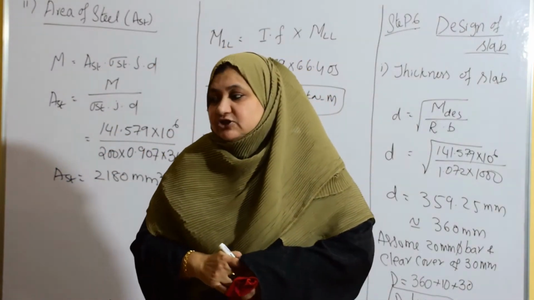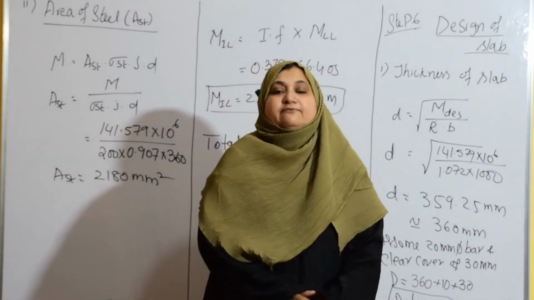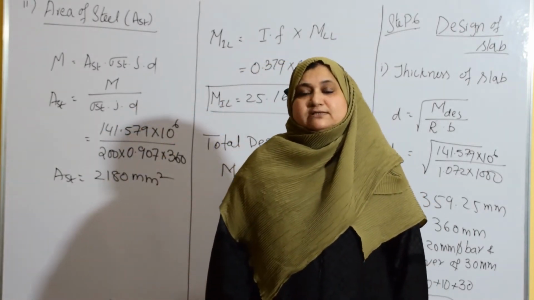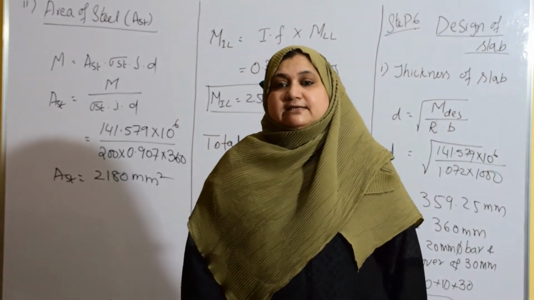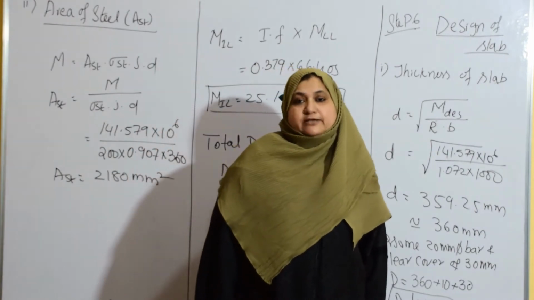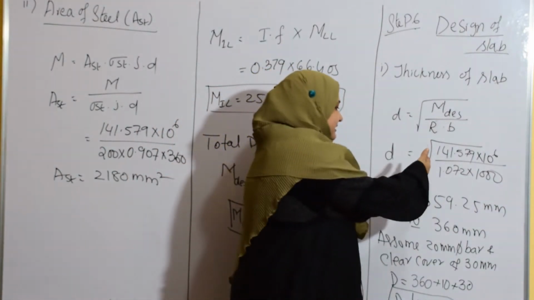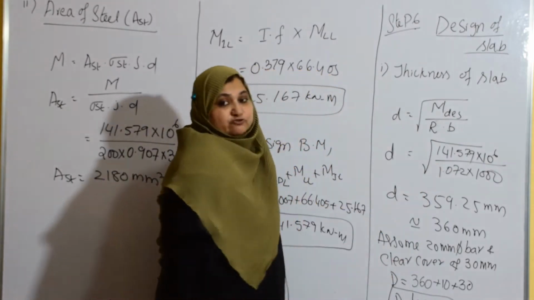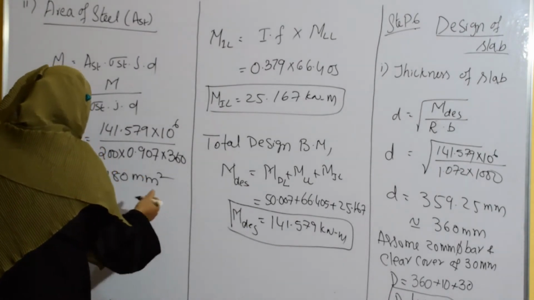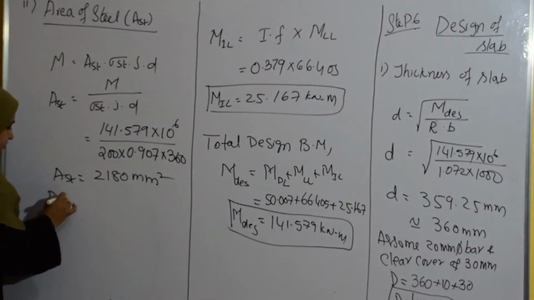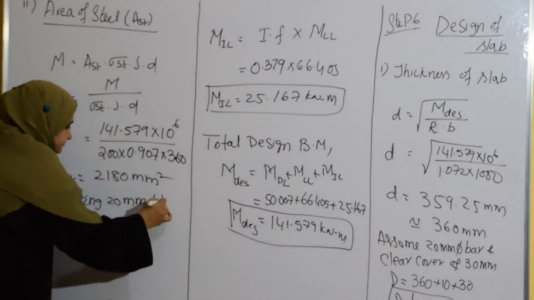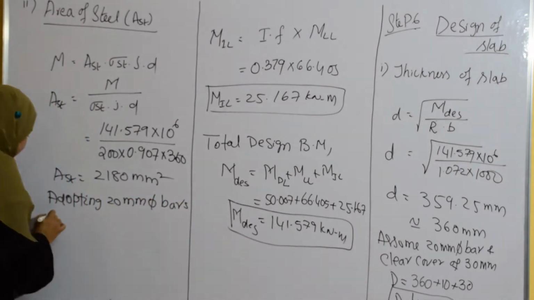Now as an engineer, you cannot directly tell the supervisor, provide area of steel 2180 mm square. No, you are not supposed to give area of steel in such a way. You have to select the diameter of the bar, and you have to give the spacing of the bars. As you know, when I was calculating the effective thickness, I assumed 20 mm dia bars. So continuing with the same thing, I am going to calculate the spacing of the bars. So adopting 20 mm dia bars, we will calculate spacing.